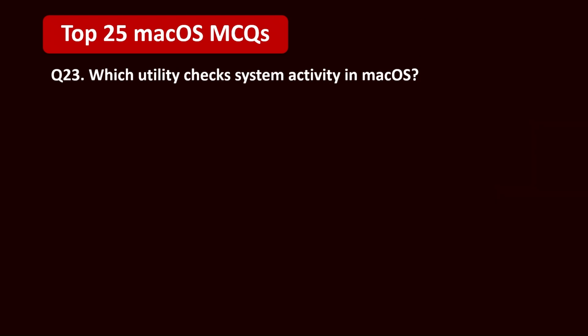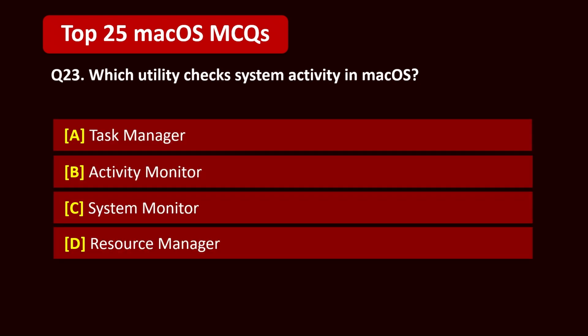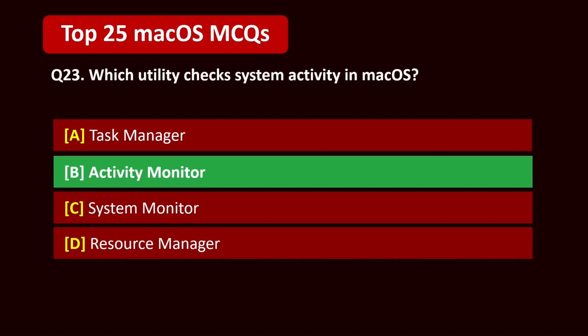Question 23. Which utility checks system activity in macOS? A. Task Manager, B. Activity Monitor, C. System Monitor, D. Resource Manager. 5, 4, 3, 2, 1. Correct answer is B. Activity Monitor.